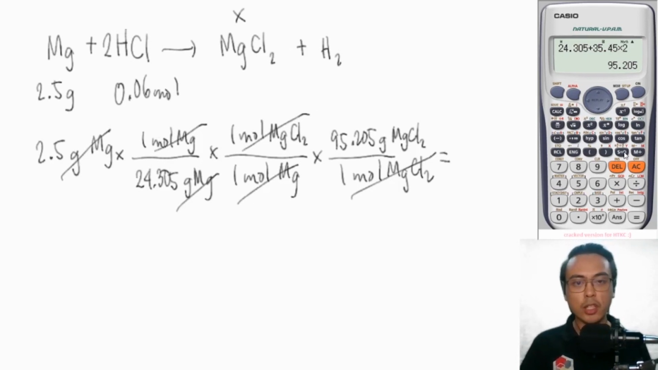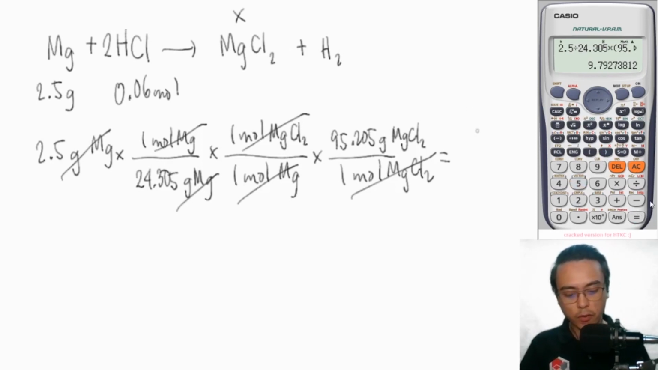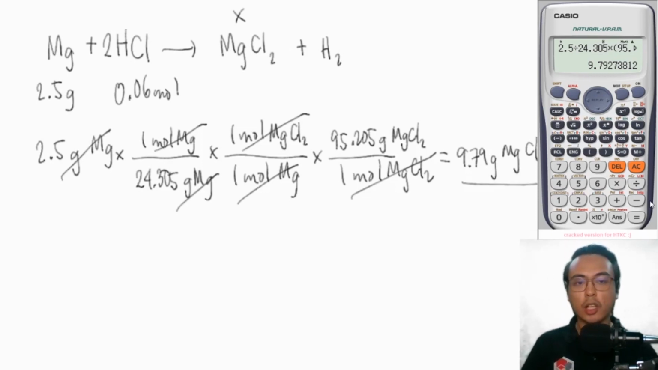Okay, let's solve for that. That would be 2.5 divided by 24.305 times 95.205. We have 9.79 grams of magnesium chloride. However, this is not yet our final answer. We still have to take a look at how much magnesium chloride will be produced coming from HCl.